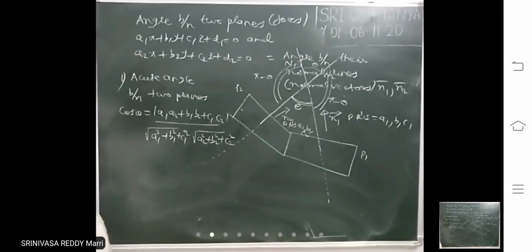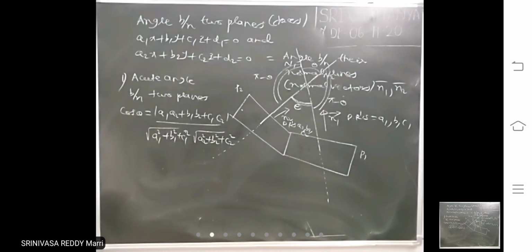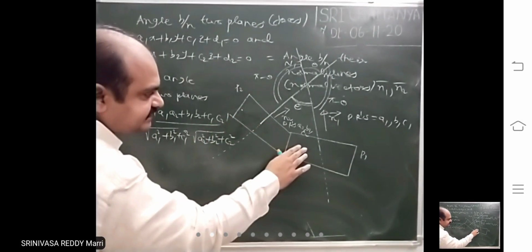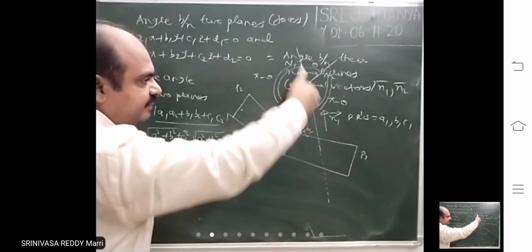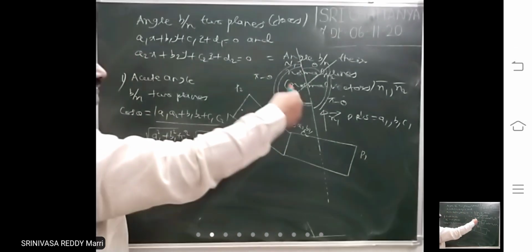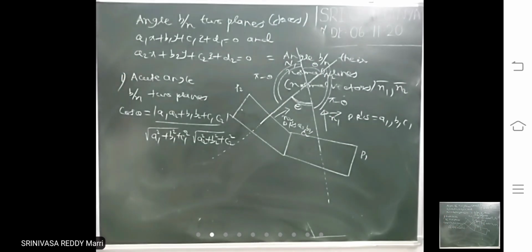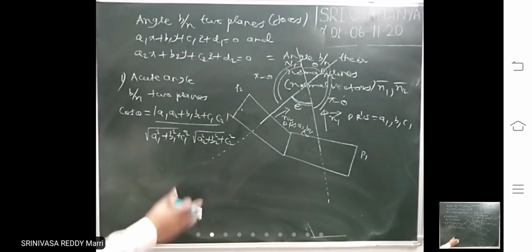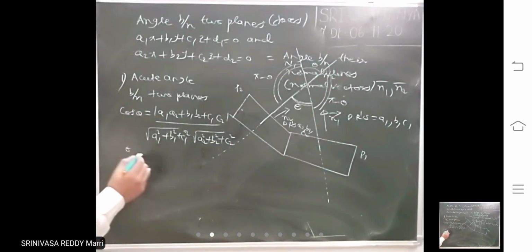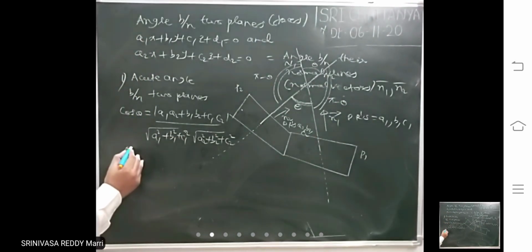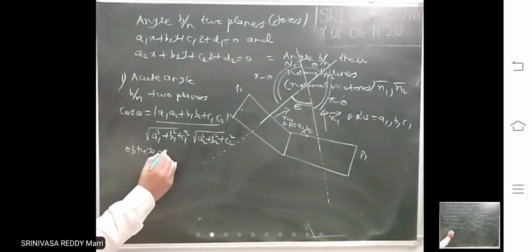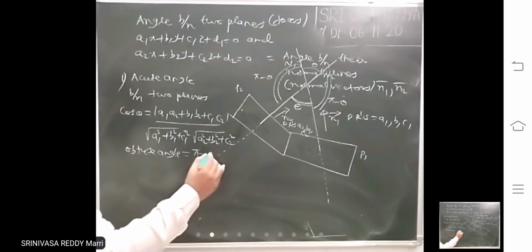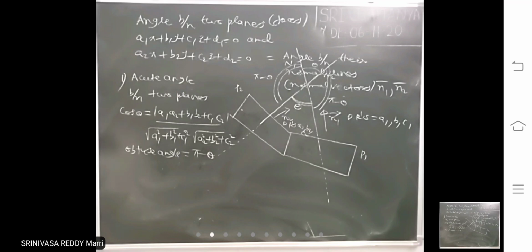The angle between lines is nothing but the angle between planes. For angle between planes, the normal vectors are used. For N1 the DRs are A1, B1, C1, and for N2 the DRs are A2, B2, C2. This is L1, this is L2. If this theta is acute, pi minus theta is obtuse. Whenever two equations are given, the DRs of the normals are known, and cos theta is given by this formula.